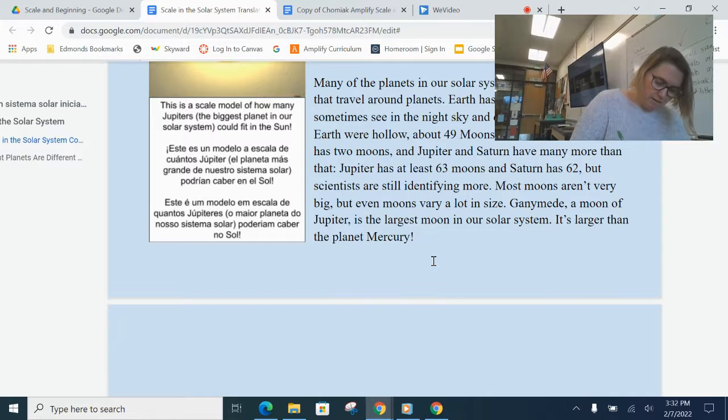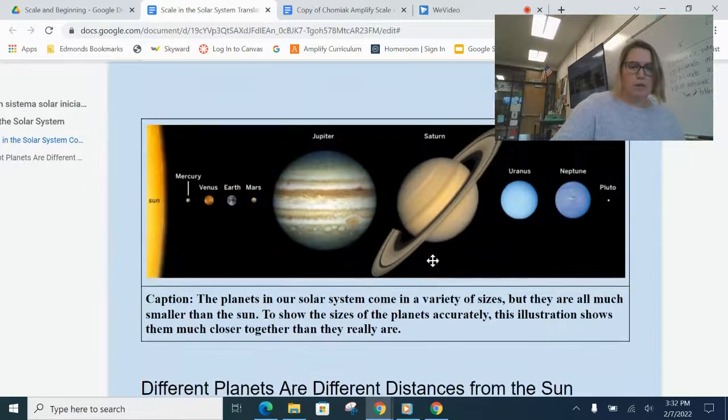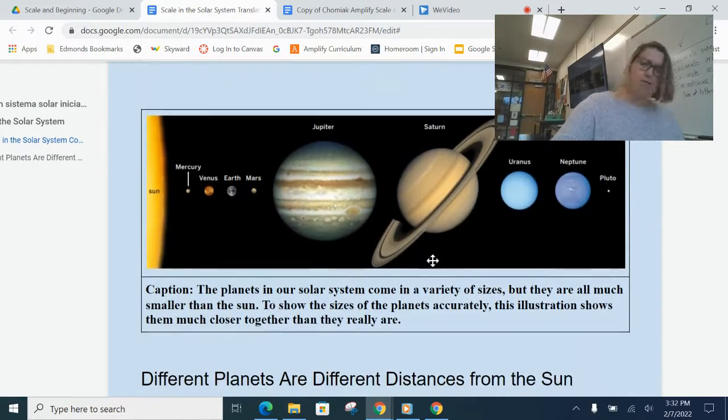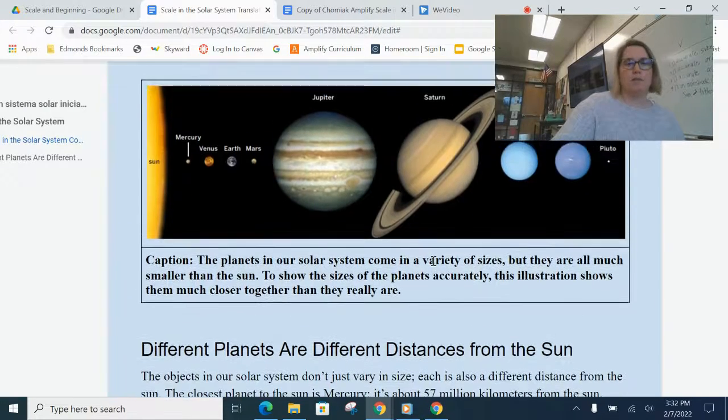Many planets have moons that travel around. If I want to put an example, I can strengthen it. Okay. All right, so we got the first half done. We have 4 more paragraphs. Let's look and see what this next picture shows us. It looks very similar to yesterday's.